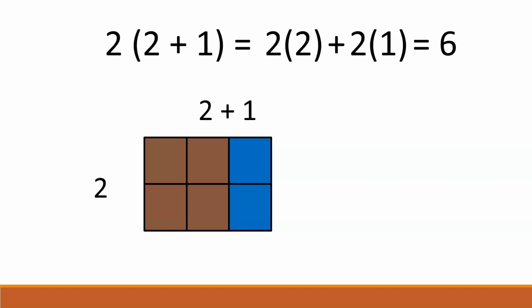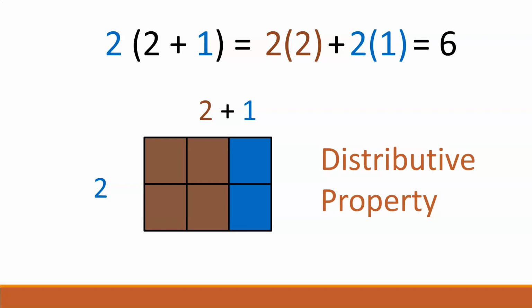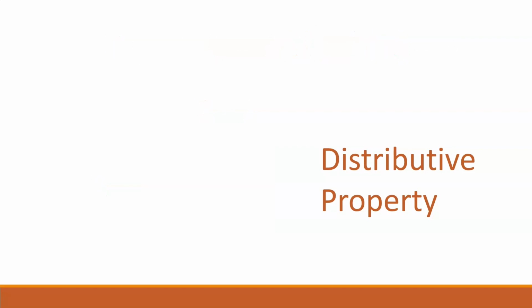Now focus on the equation and see how it relates to the picture. We had the brown part, which was 2 groups of 2, plus the blue part, which was 2 groups of 1. What you see going on is a multiplication that takes place over the addition. That's called the distributive property. And in the world of algebra, the distributive property is the king of all properties.